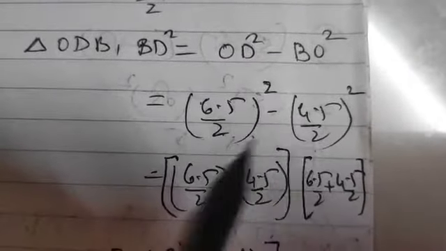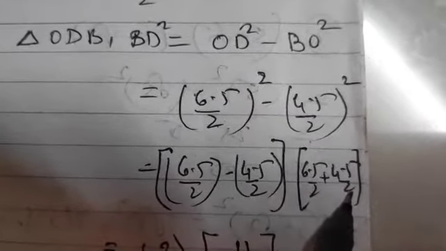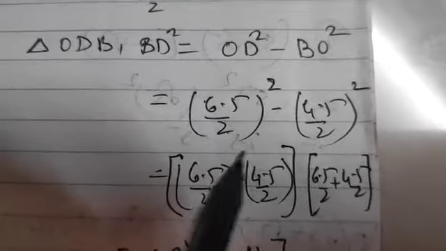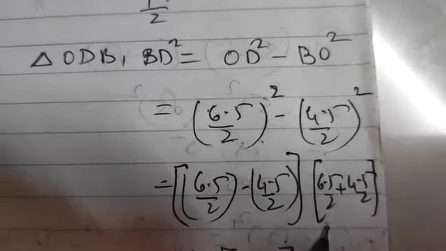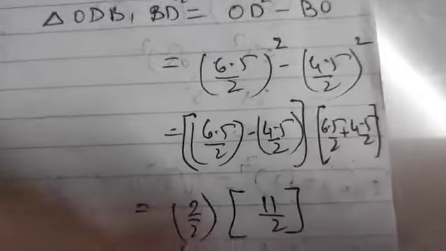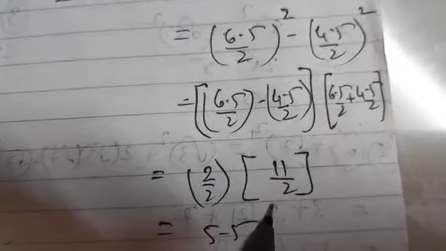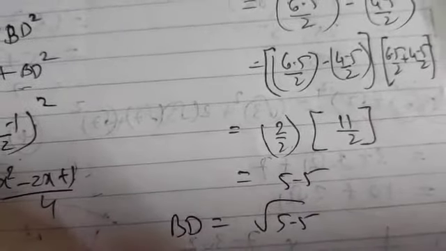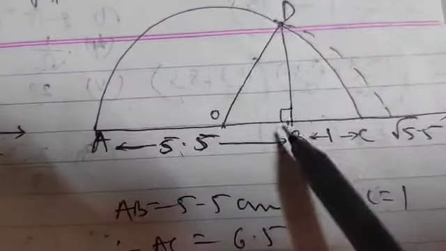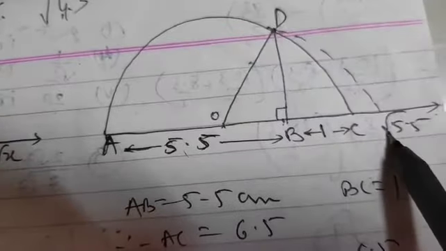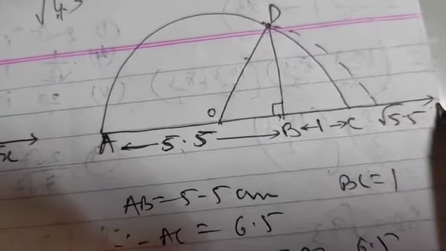So A square minus B square, you can write it as A minus B and A plus B identity. So 6.5 by 2 minus 4.5 by 2, 6.5 by 2 plus 4.5 by 2. This will give me 2 by 2 and this will give me 11 by 2. So 11 by 2 is 5.5, so BD will be square root of 5.5. Understood? That is how you get this distance BD, root 5.5. So take this measurement and then bring it down, that will be root 5.5 on the number line.